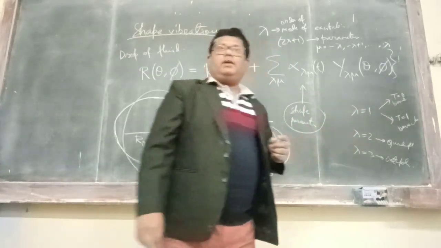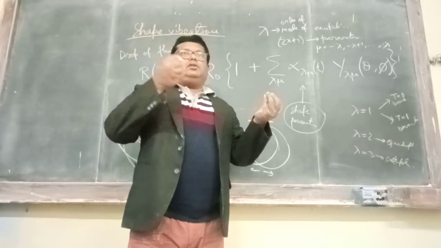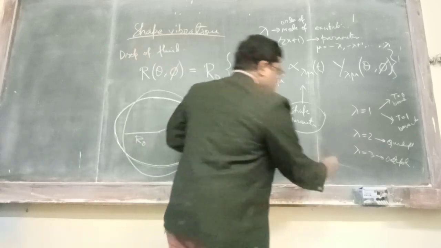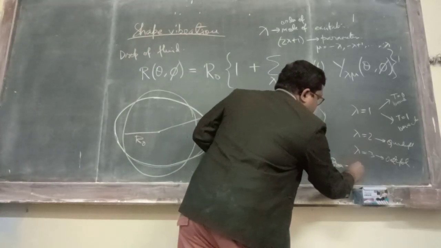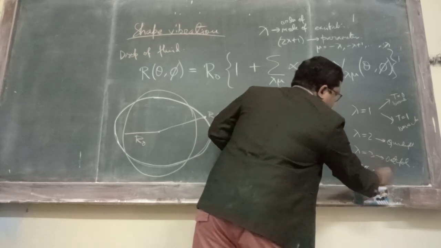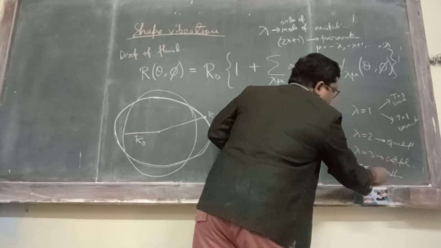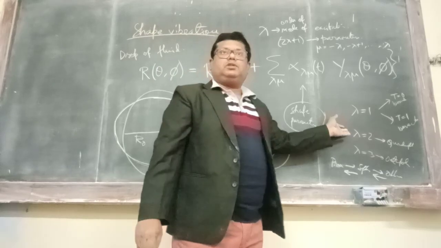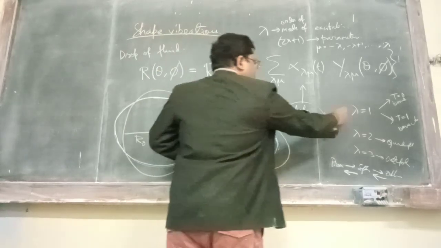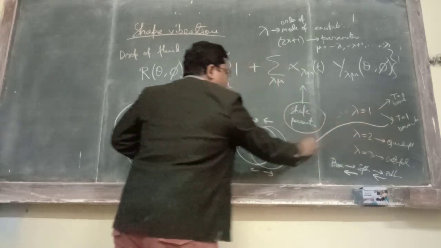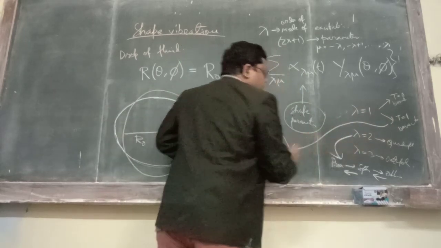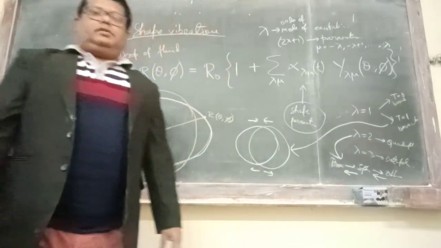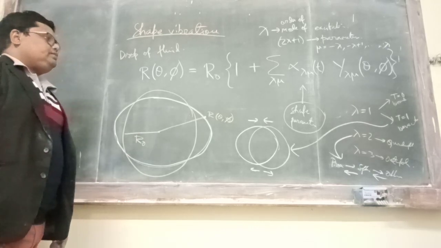Next is quadrupole vibration. What is quadrupole? Prolate to spherical, then oblate, then spherical, then again prolate, and so on. This is the quadrupole structure. And next we can also have octupole vibrations as well.